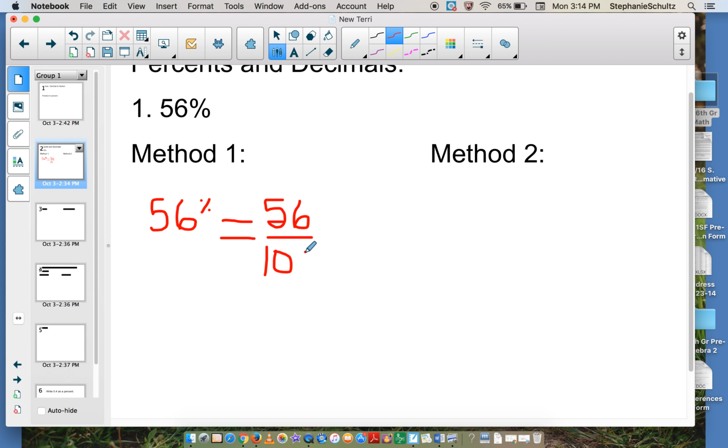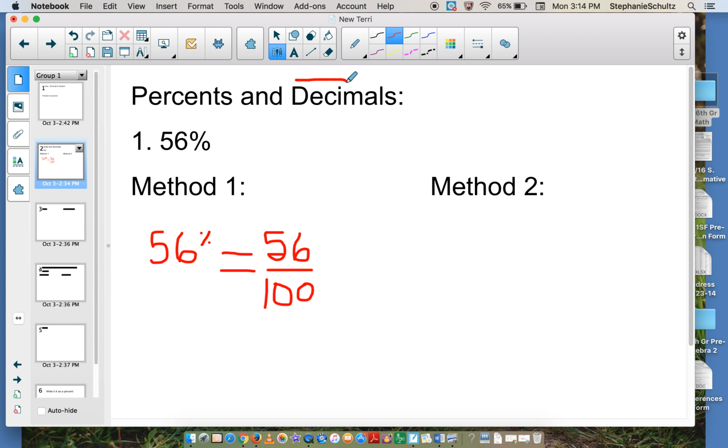And then normally I would actually tell you to go ahead and simplify, but because our end goal isn't to change it into a fraction, our end goal is again to change it into a decimal. Whoa, sorry, my screen jumped on me. That was supposed to be underneath decimals. So our main goal is to change it into a decimal. So because of that, I'm not going to bother simplifying. I'm just going to leave it as 56 over 100.